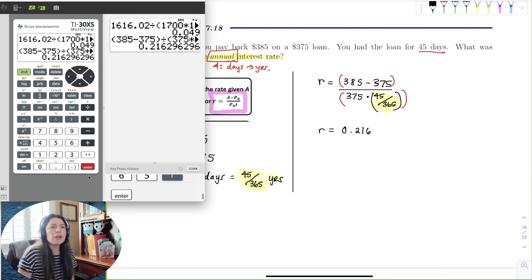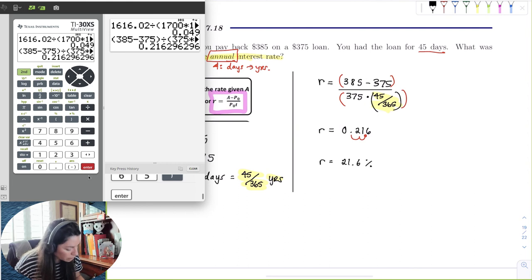And I'll go ahead and round the percentage to the tenths place. So right now it's rounded to the thousandths place, but if I make it a percentage, my percentage will now be 21.6%. So the nearest tenth of a percent, right?